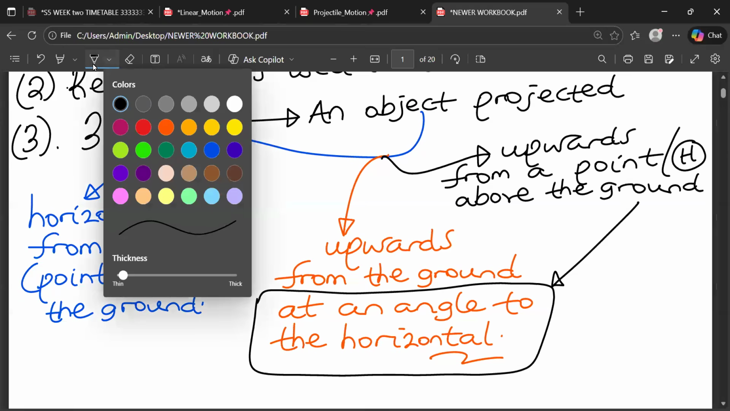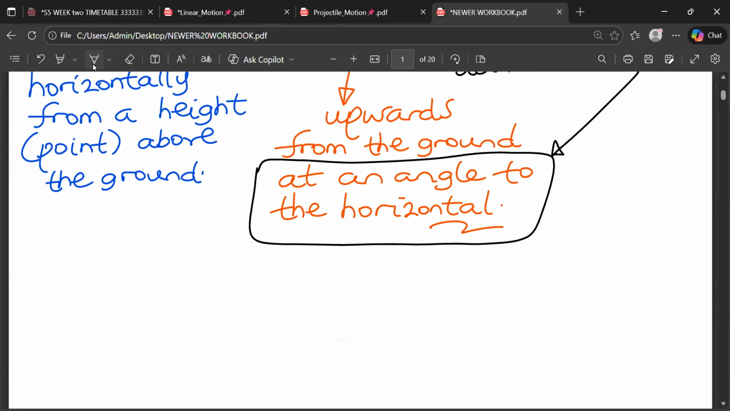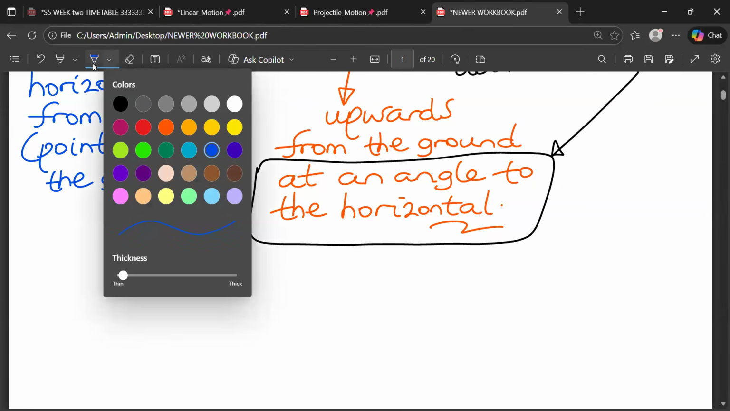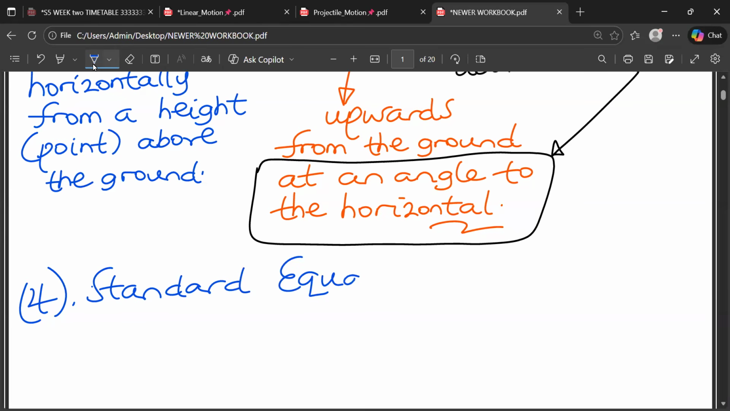So what are we really handling today? Of course, those will be enough for the cases. And four, we shall see standard equations. I will hint about the standard equations of projectile motion.